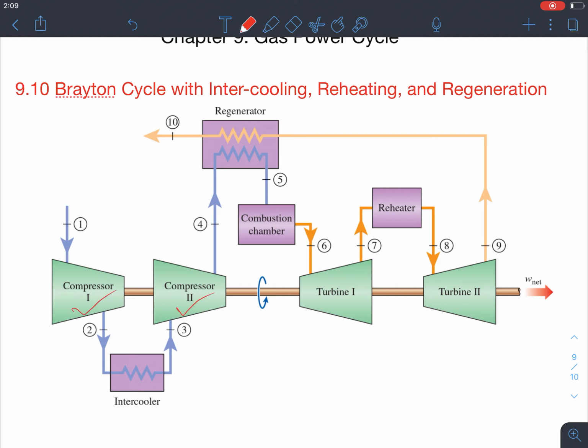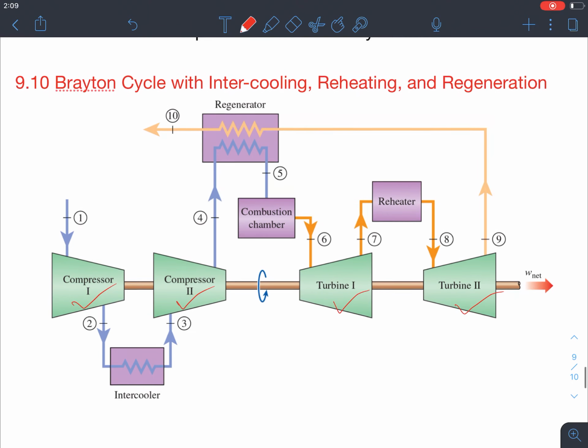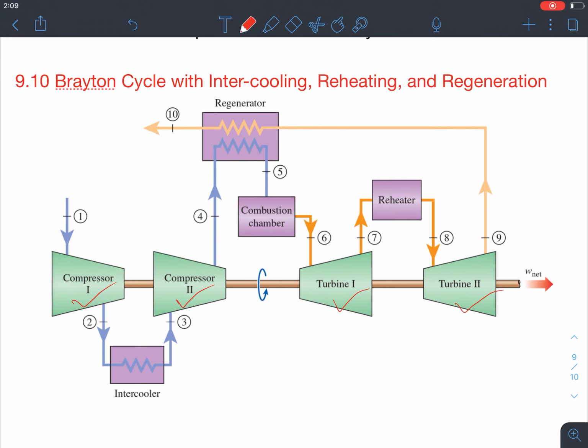So that's topic 9.10. Basically it's telling us that if we have multi-stage compression, for example compressor 1 and compressor 2, and then we have multi-stage expansion, then eventually we can increase the net work output of this system. Now the question is how we can incorporate the multi-stage compression, right?